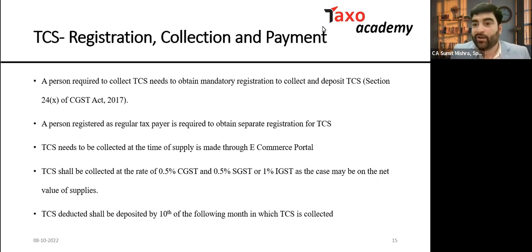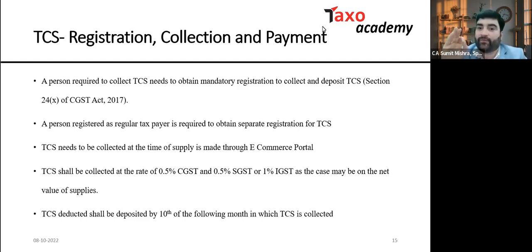Then what will happen? The e-commerce operator collected TCS at the time of the original transaction, and if it has paid it to the government, what happens when the goods are returned by the customer? For that, it has been clarified that TCS is on the net value of taxable supplies, meaning it has to adjust the value of goods or services returned by the customer. TCS shall be collected at the rate of 0.5% CGST and 0.5% SGST, or 1% IGST, as the case may be, on the net value of supplies.